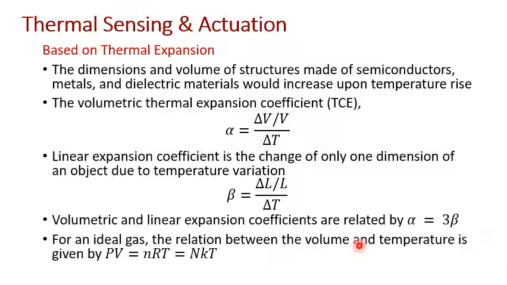Now actuators can also be designed based on the thermal expansion of liquid or air. So we know that for an ideal gas, the relation between volume and temperature is given by PV is equal to nRT, that is equal to NkT, where n represents the number of moles, R represents the universal gas constant, and T represents the absolute temperature. Capital N over here represents the number of molecules, k represents the Boltzmann constant.